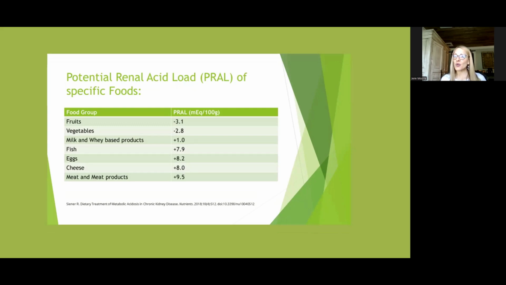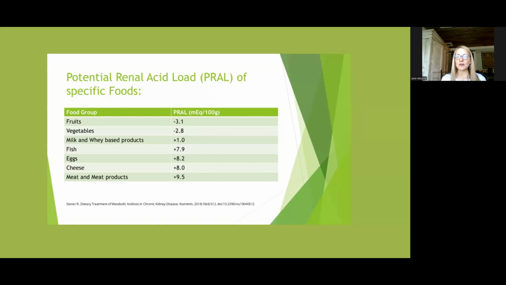You want the potential renal acid load of food to have a low number. So, for example, fruits and vegetables have negative numbers. I'm talking fibrous vegetables here for the most part. Milk and dairy products have a +1. But then if you look at all the animal products, they are highly acidic. So you want to stay away from those. That's another reason we eat a plant-based diet.